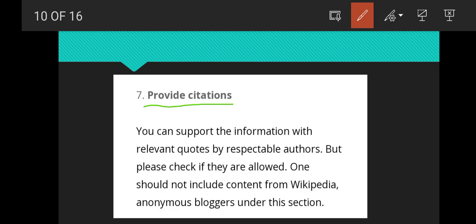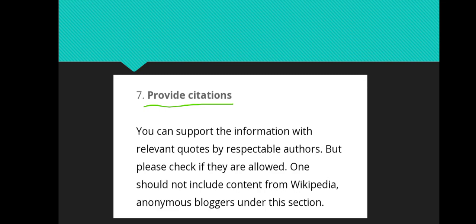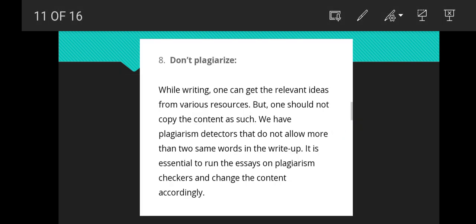One should not include content from Wikipedia or anonymous bloggers under this section. There are a lot of mistakes in the section of Wikipedia, so do not copy things from Wikipedia. Eighth point: don't plagiarize. Don't plagiarize refers to copying from any other source. Do not copy anything from other sources.